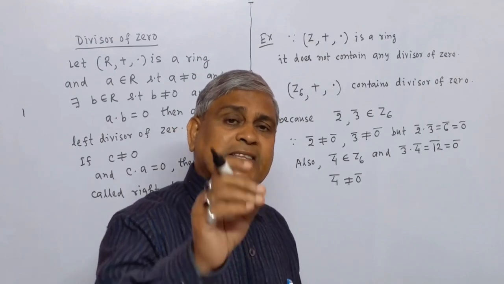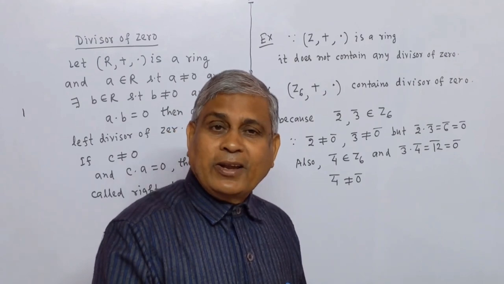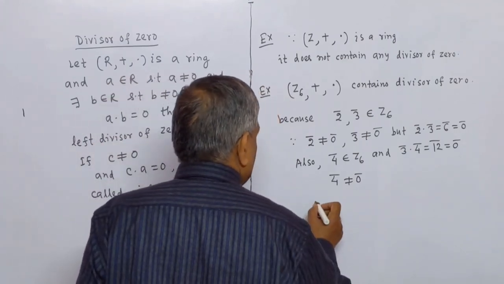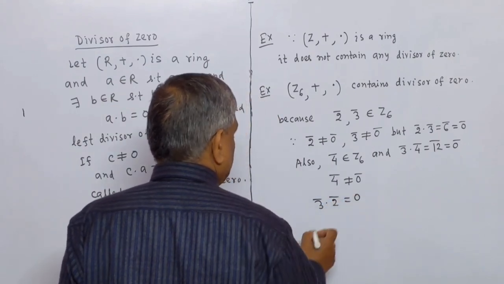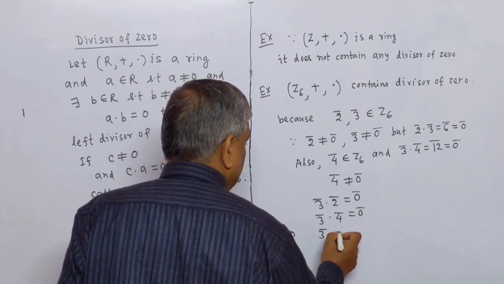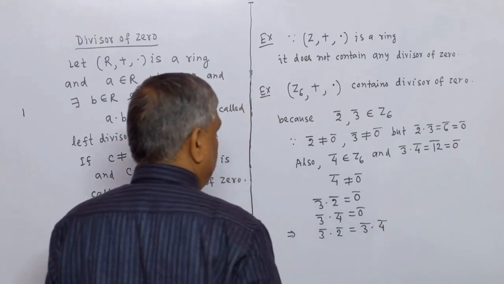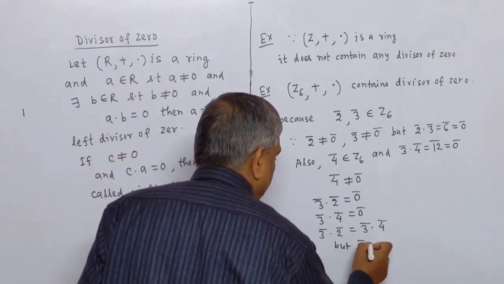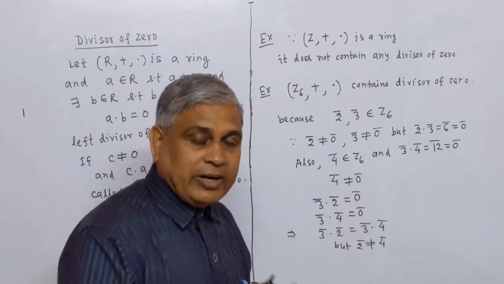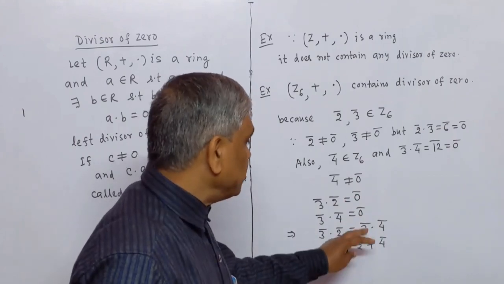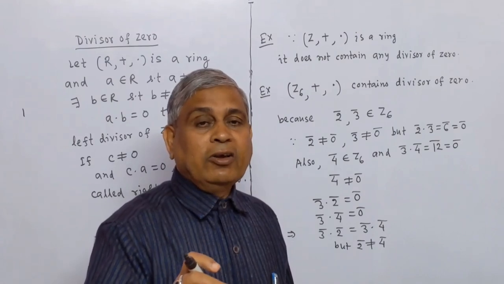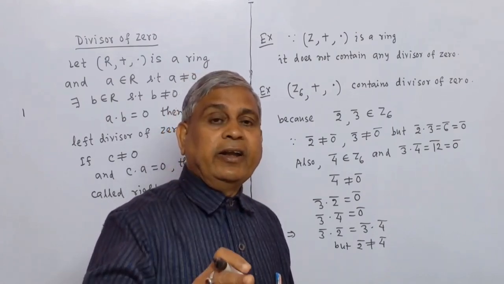As in a group, we know that the cancellation law holds, but in a ring, the cancellation law does not hold in general, because here we see that 3 bar multiplied by 2 bar equals 0 bar, also 3 bar multiplied by 4 bar equals 0 bar, which implies that 3 bar multiplied by 2 bar equals 3 bar multiplied by 4 bar. But 2 bar is not equal to 4 bar. If we cancel 3 bar from both sides, then 2 bar equals 4 bar, but it is not possible. So the cancellation law does not hold in this case. So we make a general principle that the cancellation law holds only in those rings which do not contain divisors of 0.